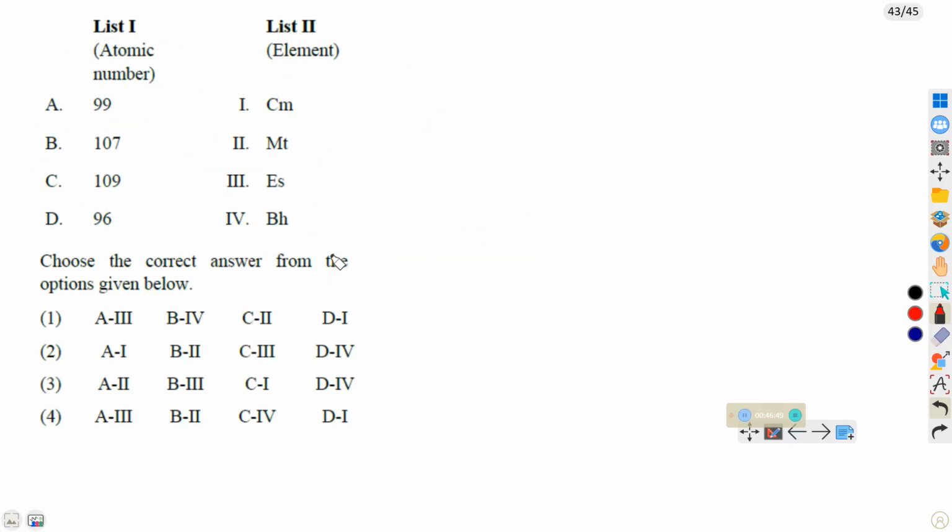Match the following. Atomic number 99, Einsteinium. Atomic number 107, Bohrium. Atomic number 109, Meitnerium. Atomic number 96, Curium. 99 Einsteinium, A3, B4. First option.